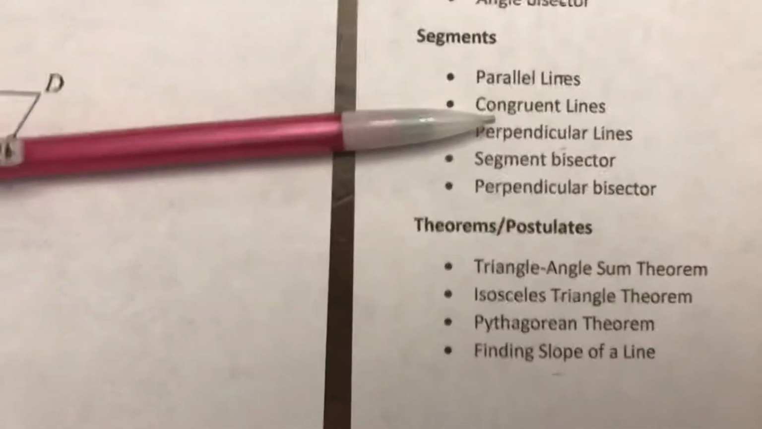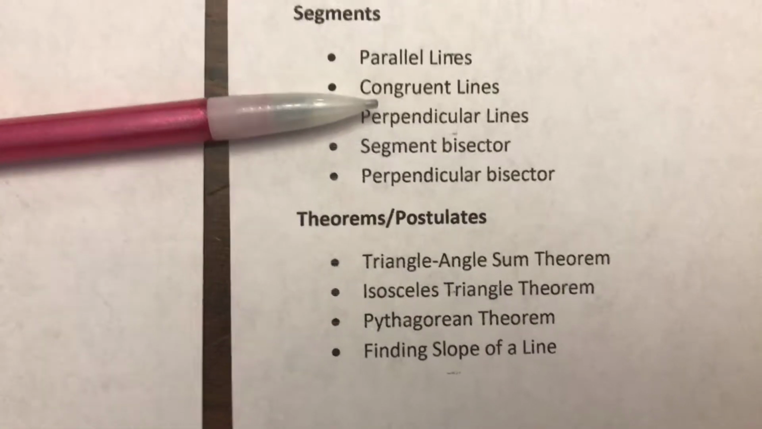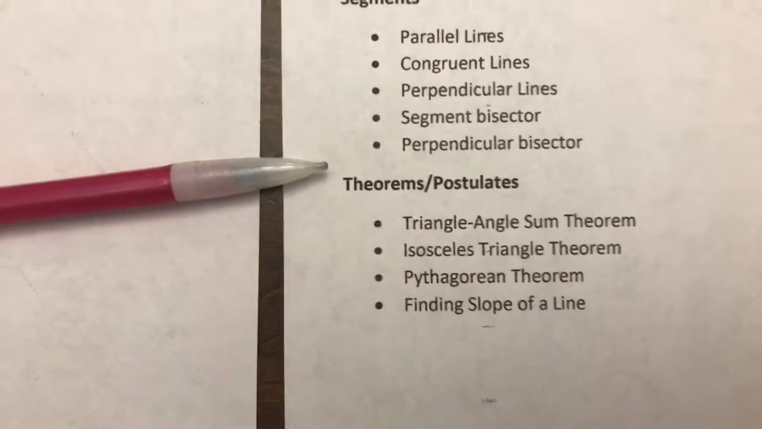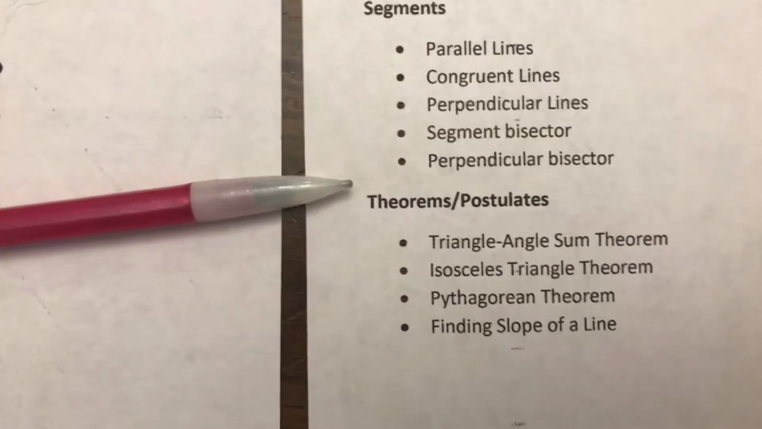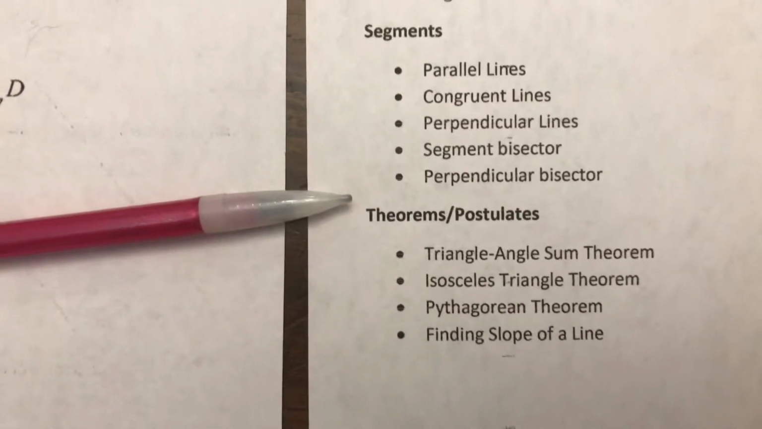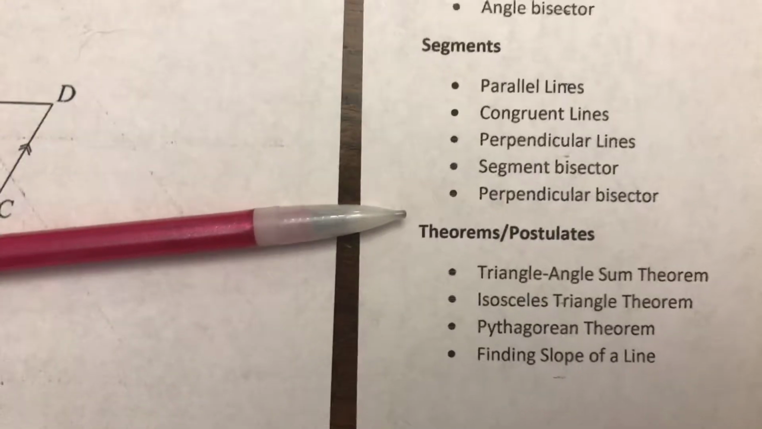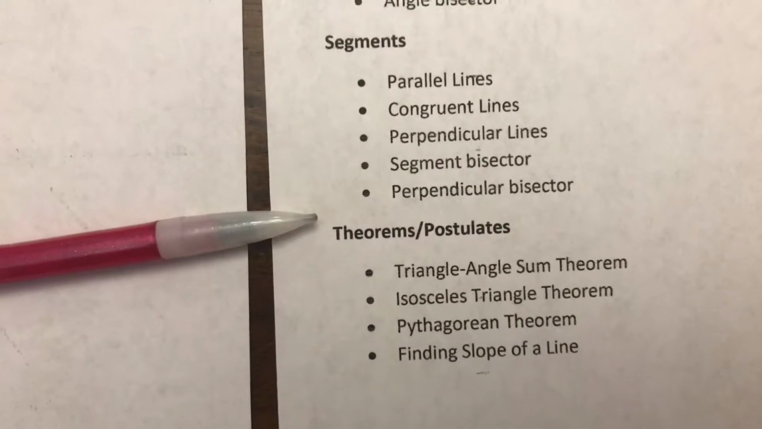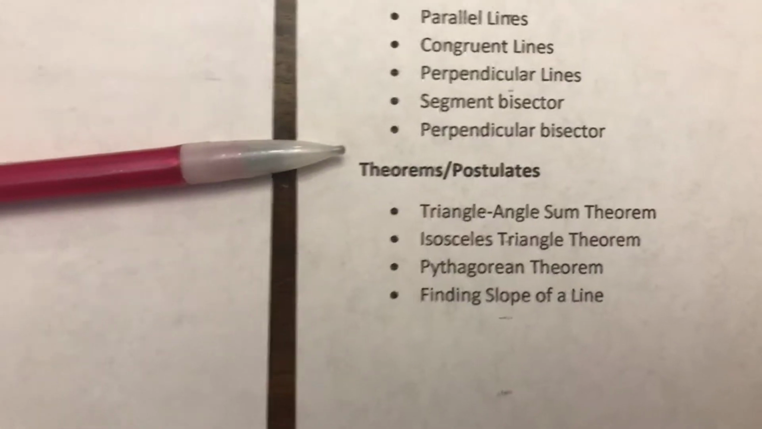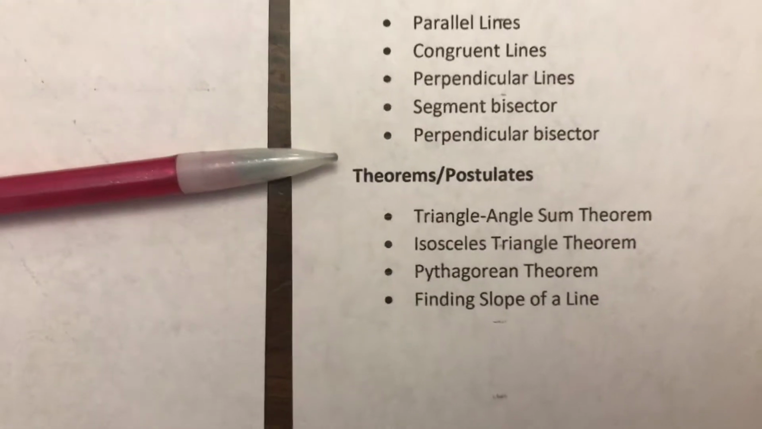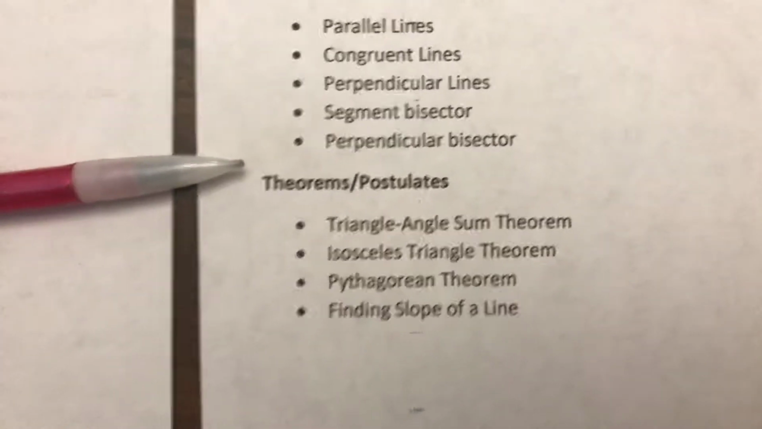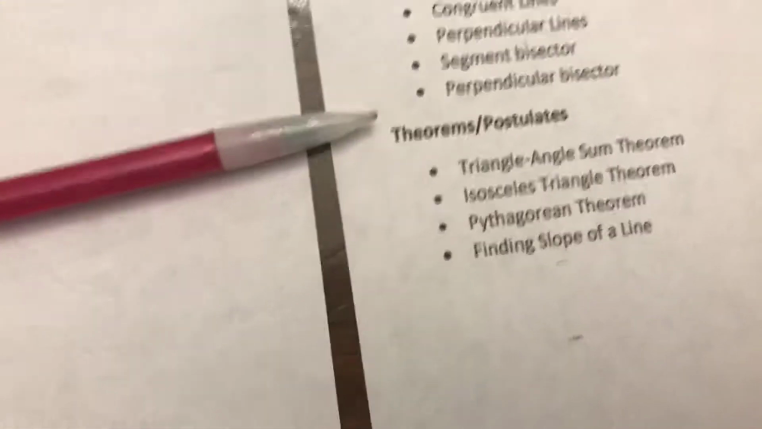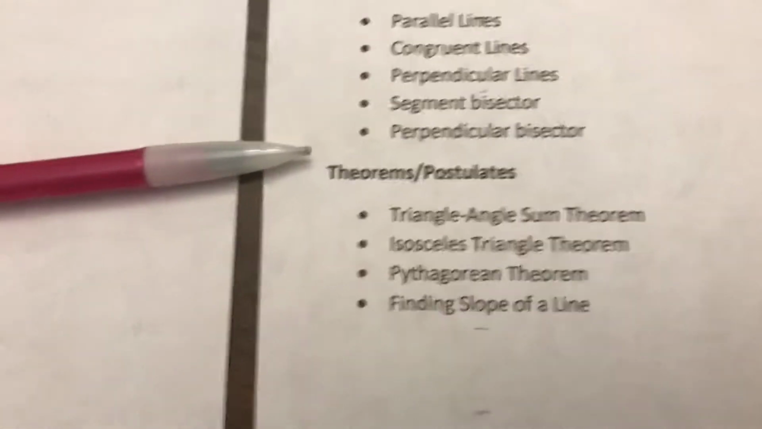And then the theorems that you need to know are the triangle angle sum theorem. That's that the three angles of a triangle add up to 180 degrees. Isosceles triangle theorem: a triangle in which two of the sides are congruent, and this means that the angles opposite the two sides are also congruent to each other. And then the Pythagorean Theorem is that the square of the hypotenuse of a right triangle is equal to the sum of the squares of the two legs of the right triangle, or a squared plus b squared equals c squared. And then slope of the line is the rate of the vertical distance of a line over its horizontal distance.